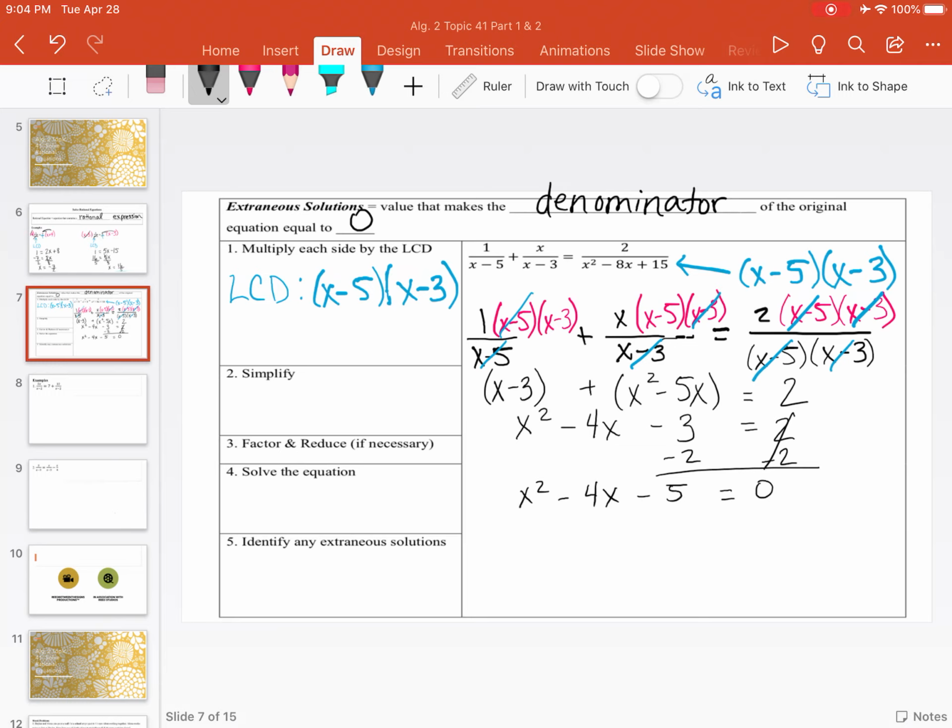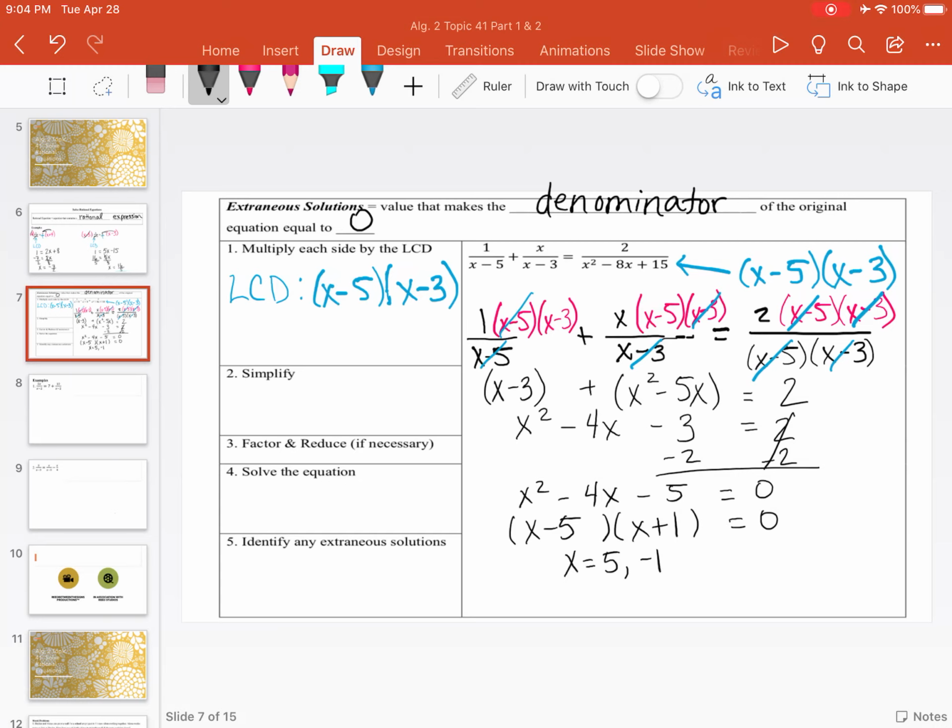Now I can factor the left-hand side. So what multiplies to get negative 5, but adds to get negative 4? Well, that's x minus 5 and x plus 1. So here, if I use the zero product property, that says that if you have a product of values that equal 0, at least one of them has to be equivalent to 0. So either x minus 5 equals 0 or x plus 1 equals 0. In order to make those statements true, then either x would be 5 or x would be negative 1.